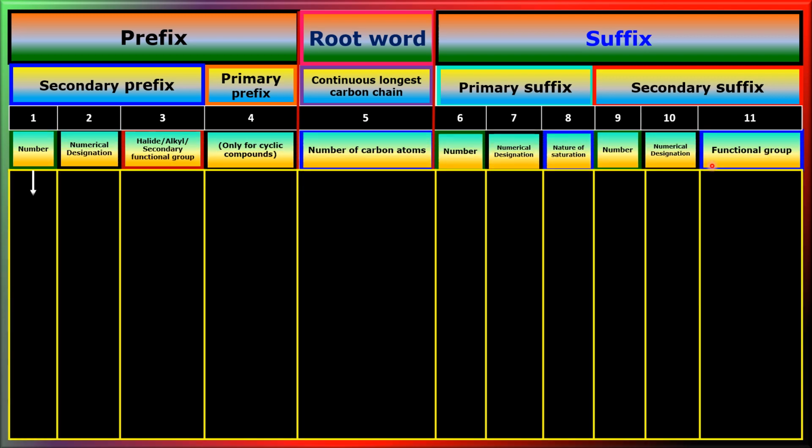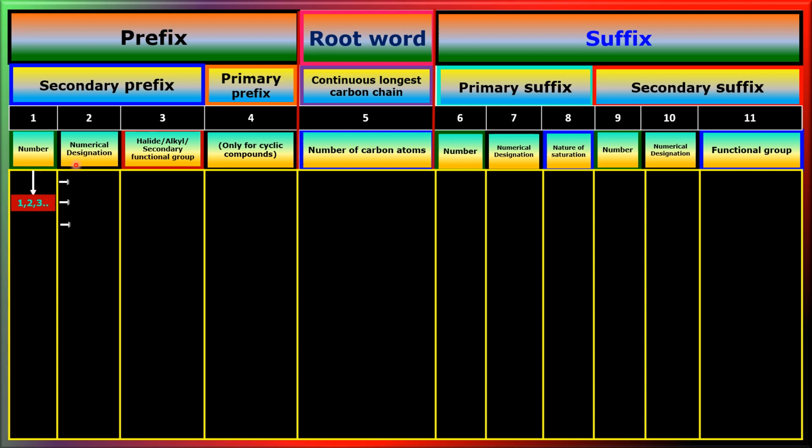First, see here, number. It is also called number prefix. This tells about which carbon atom of the compound the secondary prefix, otherwise substituents or secondary functional groups, are attached to. Okay, so numbers are 1, 2, 3, etc.